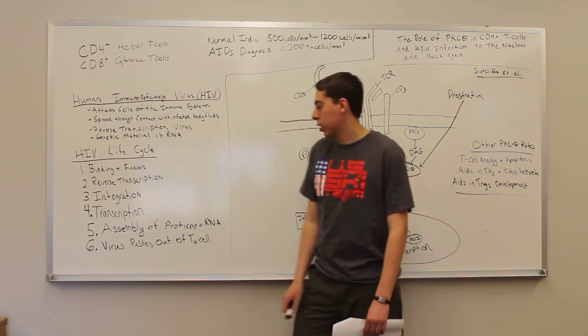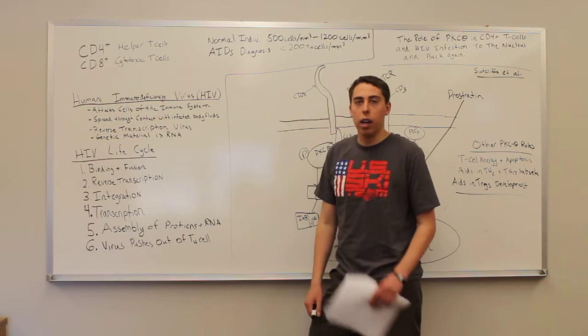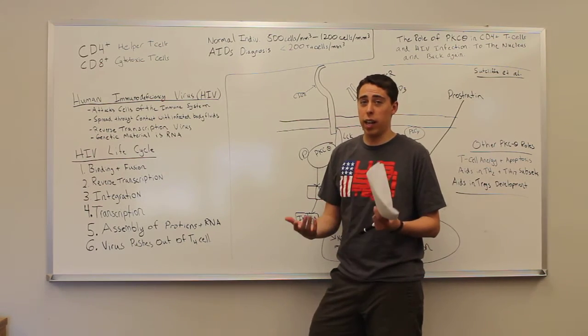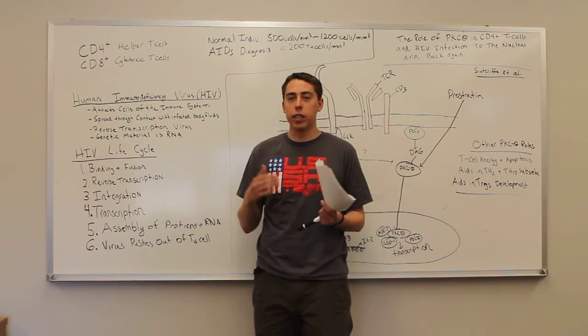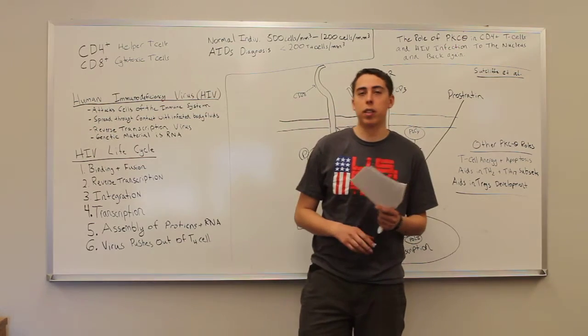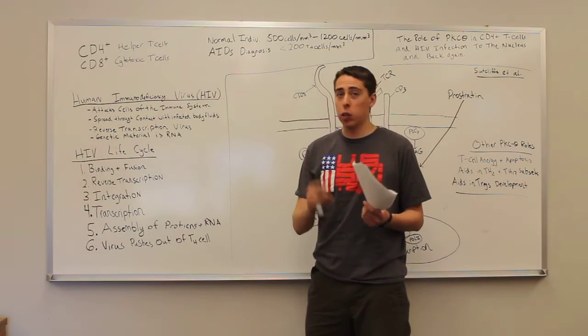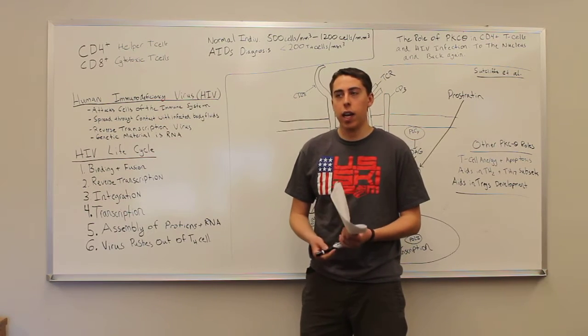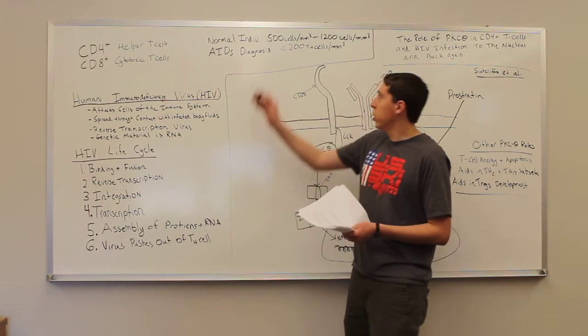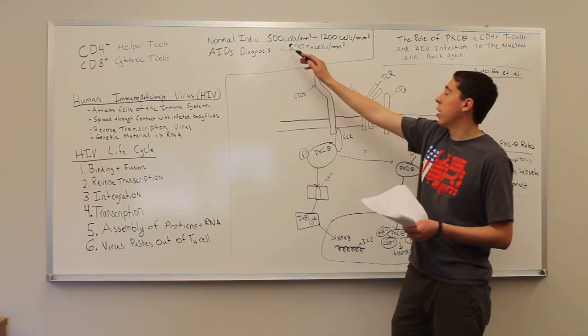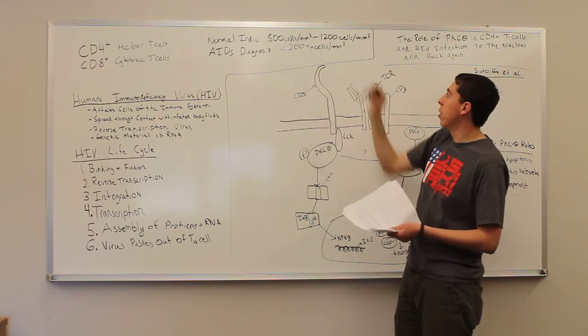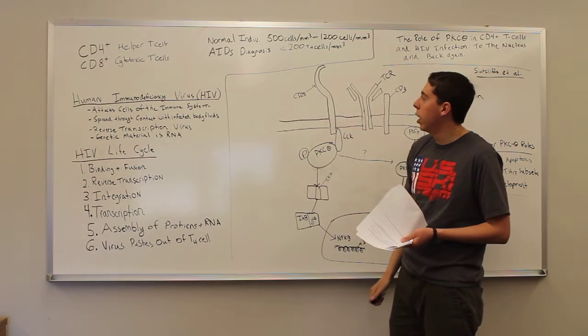And then step 6 is the virus pushing out of the cell. That's going to result in death of some of our T helper cells. So we're going to steadily see a decline in some of our CD4 T helper cells as HIV progresses. And that's what's really important in this virus: normal individuals have between 500 and 1,200 CD4 helper cells per millimeter cubed.